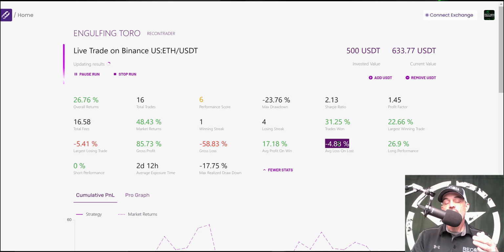In this case, my risk versus reward, my average loss versus my average profit on a win, is approximately 1 to just over 3. So anytime I have a 1 to 3 risk versus reward ratio, I actually only have to be right about 30% of the time to be profitable.